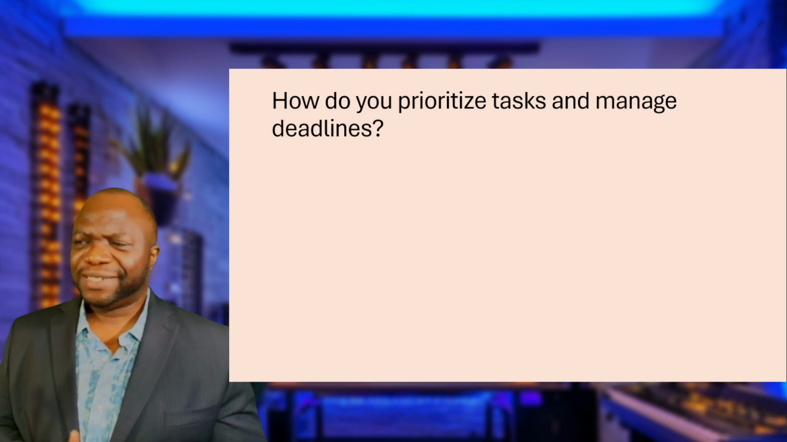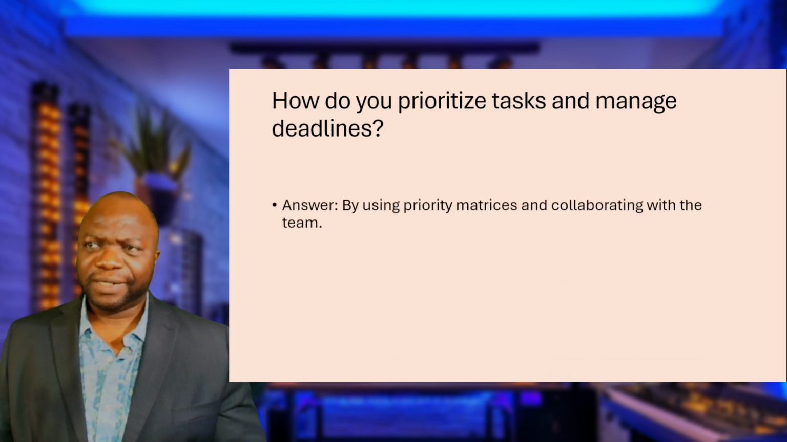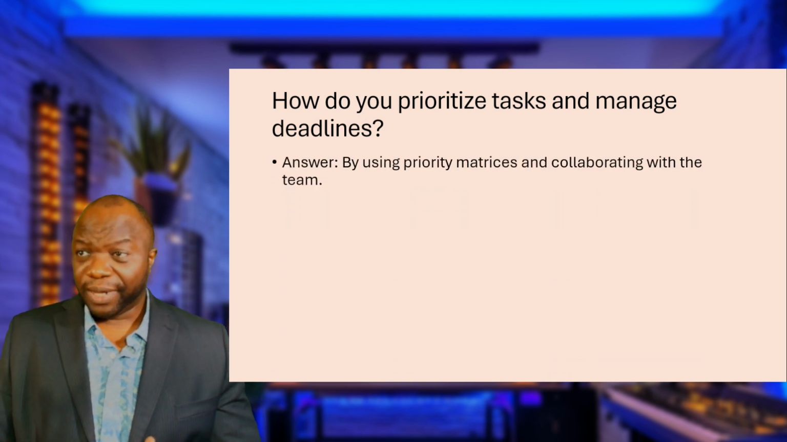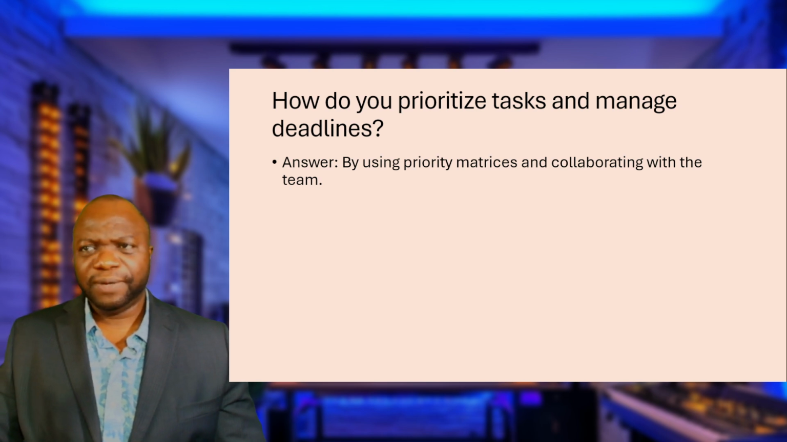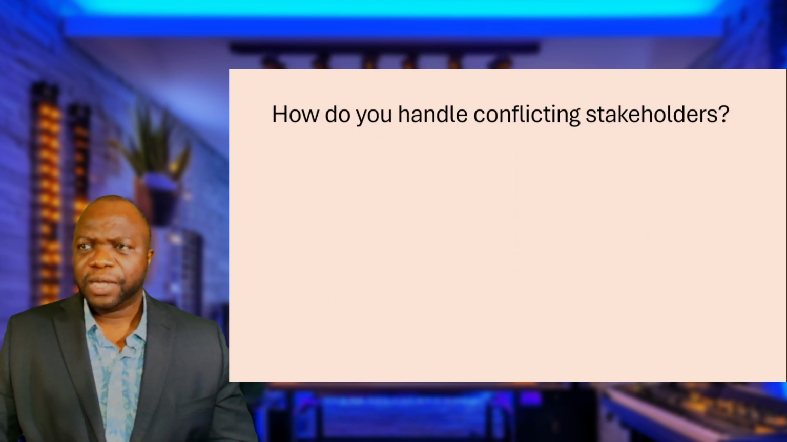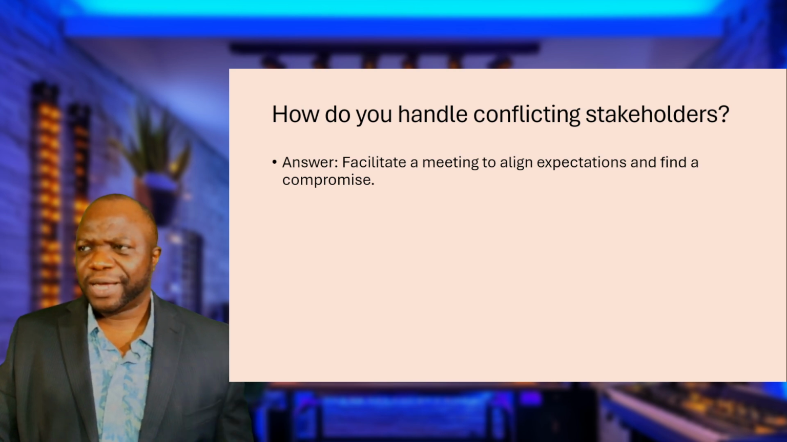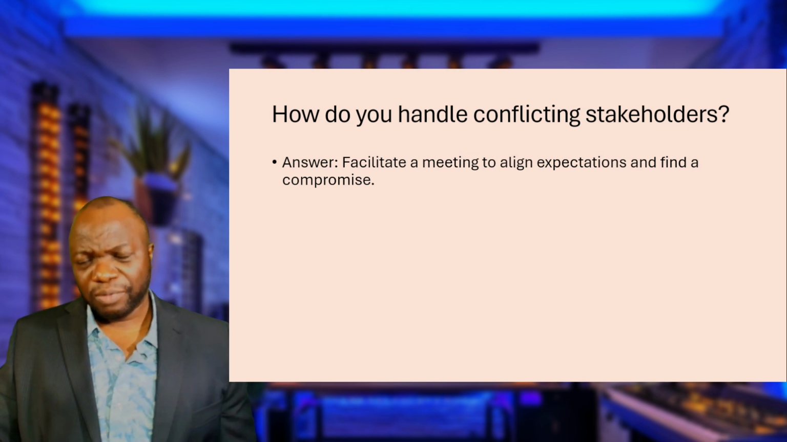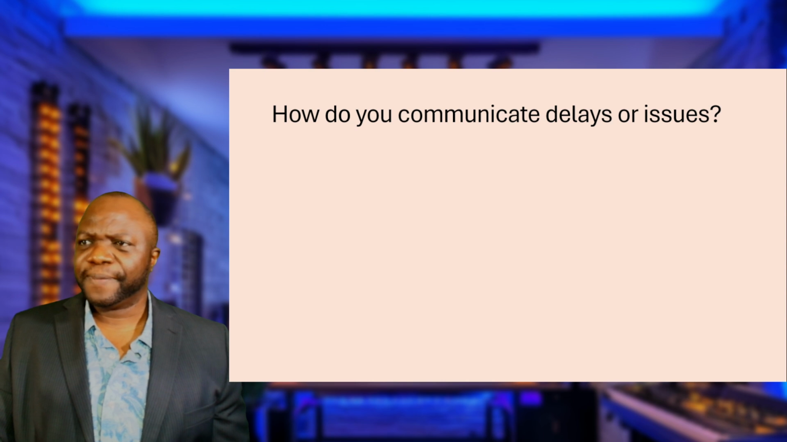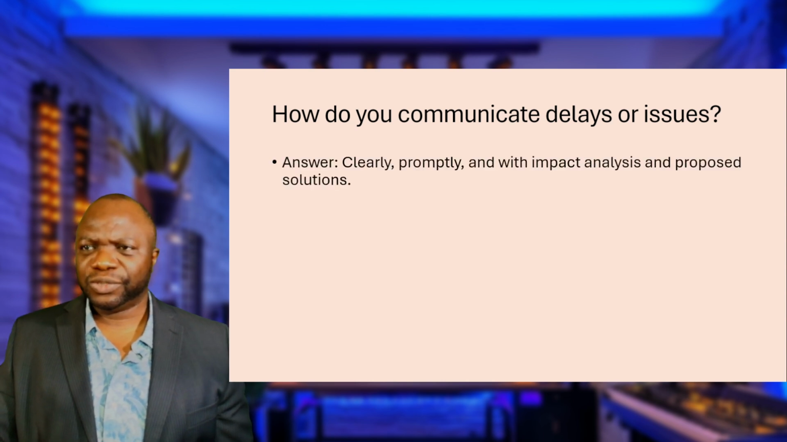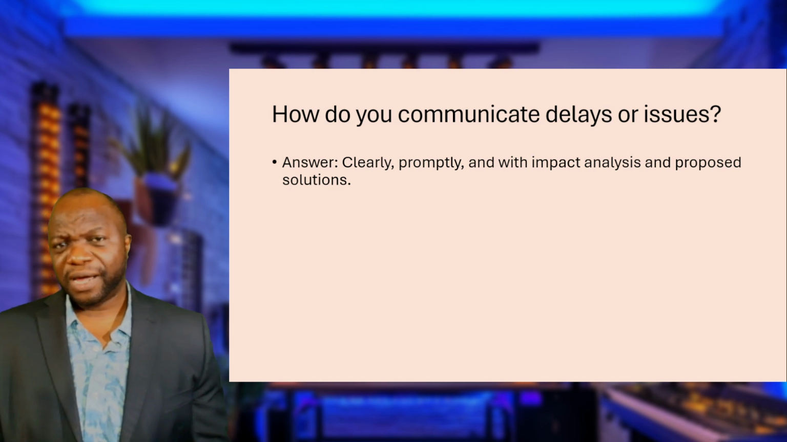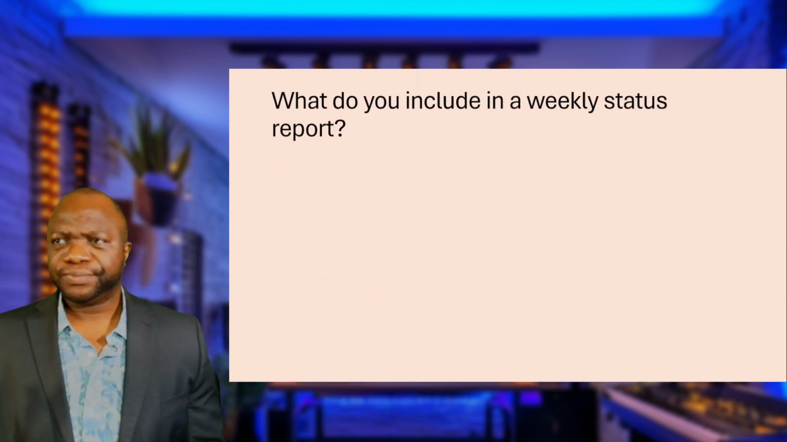How do you prioritize tasks and manage deadlines? By using priority matrices and collaborating with the team. How do you handle conflicting stakeholders? Facilitate a meeting to align expectations and find a compromise. Work things out together. How do you communicate delays or issues? Clearly, promptly, and with impact analysis and proposed solutions.